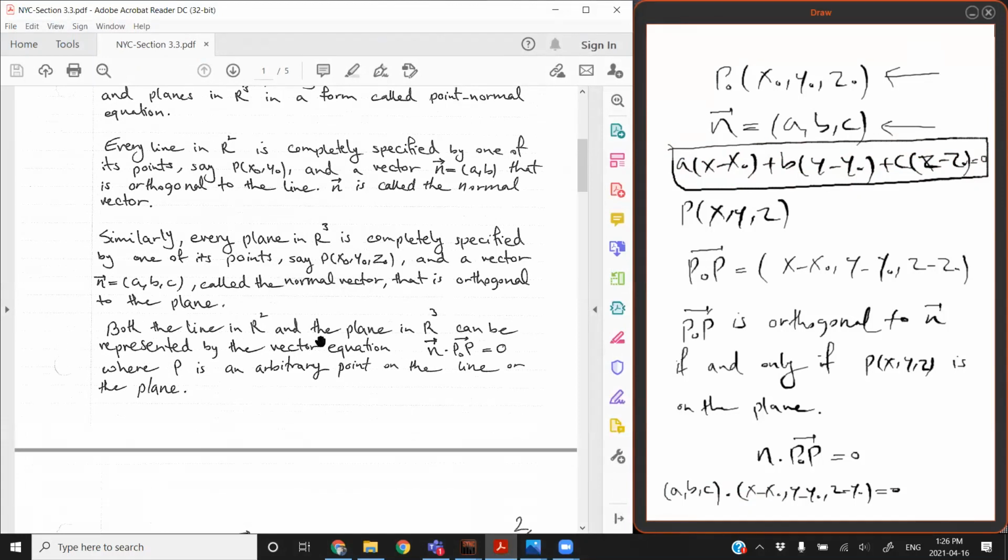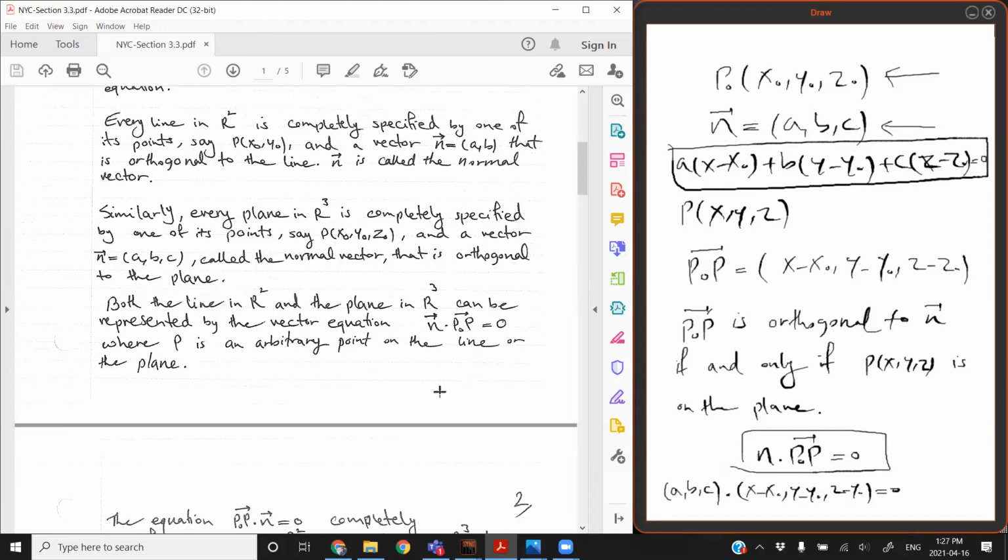Both the line in R2 and the plane in R3 can be represented by the vector equation n times P0P, as I just showed here for the plane, and previously for the line. It's not a different equation. For both of them, it's n times P0P is equal to 0. In the case of the line, both vectors are two-dimensional. In the case of the plane, both vectors are three-dimensional, where P is an arbitrary point on the line or the plane, and n is the normal vector.